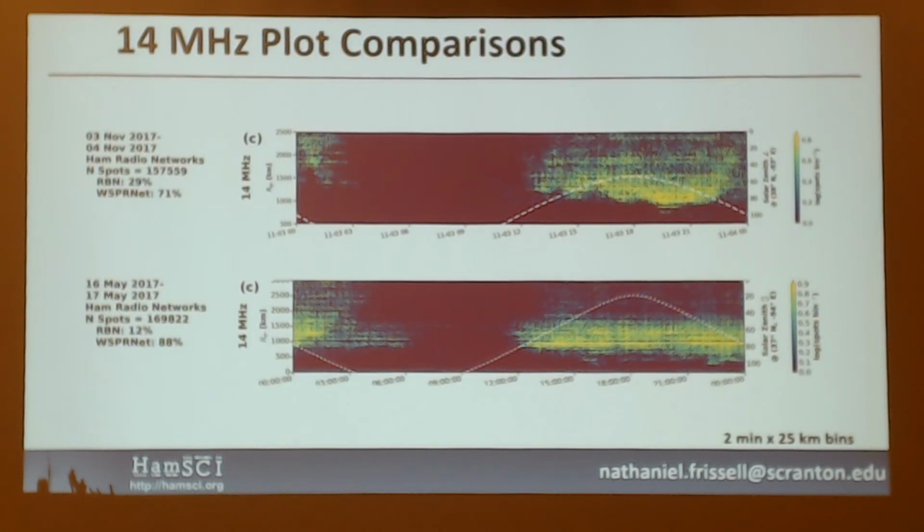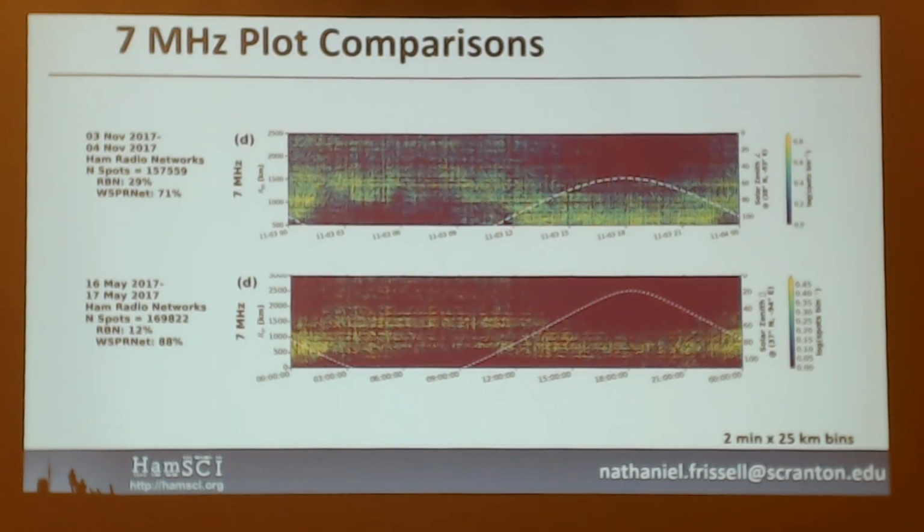Here's a comparison with a control day. So here, this is the November day that we were just looking at on 14 megahertz, where you can see the TID quite clearly. I had my student Diego look for some other days where you didn't see this sort of activity, and so he found a day in May where the ionosphere is almost completely flat. So you can see what the RBN and WSPRnet data looks like when you don't have TIDs going through and when you do. That's 14 megahertz. Here's 7 megahertz. So here you can see it's a little easier to see some of the TIDs going through.